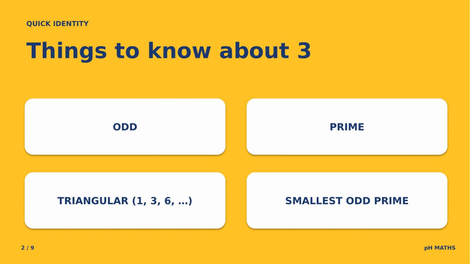Quick identity check. 3 is odd. 3 is prime. 3 is a triangular number, i.e. a number that counts objects in an equilateral triangle. The sequence runs 1, 3, 6, 10, 15, and so on. And 3 is the smallest odd prime. 2 is smaller, but 2 is even. 3 is the first of the proper odd primes, the category that includes 5, 7, 11, 13, and so on.